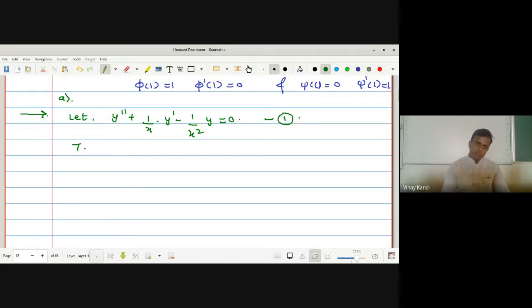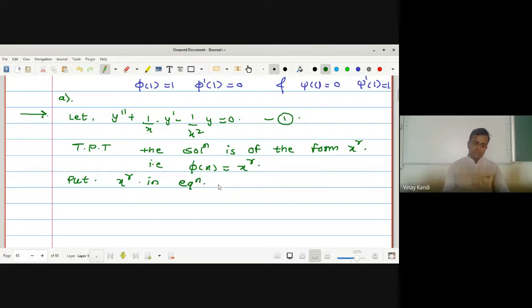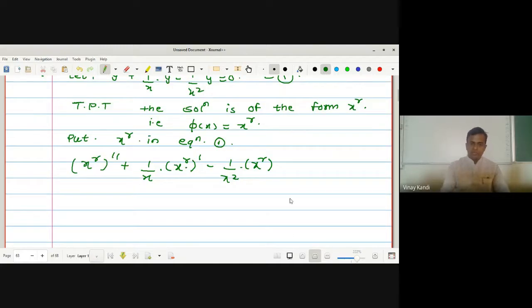Okay, we have to prove that the solution is of the form x raised to r. That is, phi is the solution which is in the form of x raised to r, where r is constant. Now put x raised to r in equation number 1. So what we get? X raised to r double dash plus 1 upon x into x raised to r bracket dash minus 1 upon x square into bracket x raised to r, which is equal to 0.